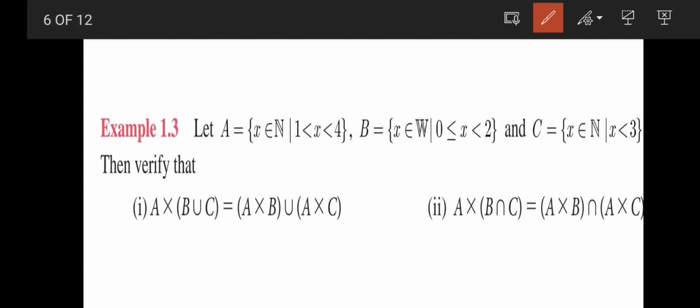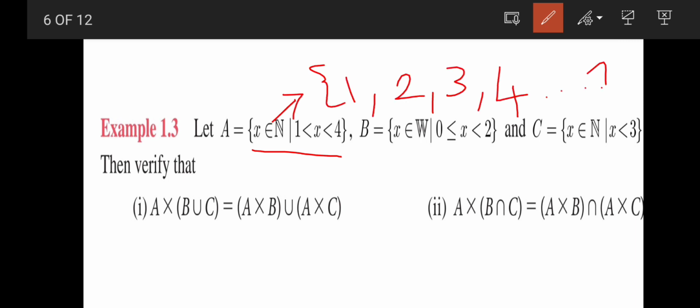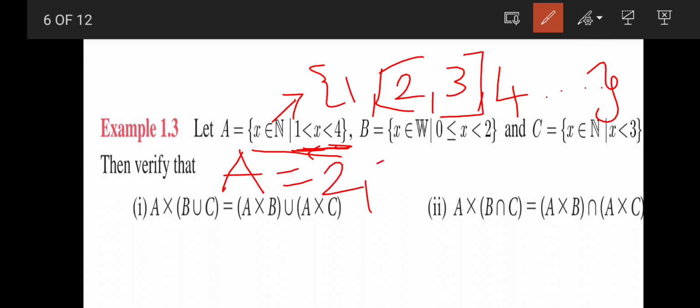Example 1.3. Let A is equal to {x is an element of natural number such that x is greater than 1 and less than 4}. So natural numbers start from 1, 2, 3, 4 and go on, isn't it? So in this question, they said that x is greater than 1 and less than 4. So greater than 1 is 2, less than 4 is 3. So the answer for A is {2, 3}.